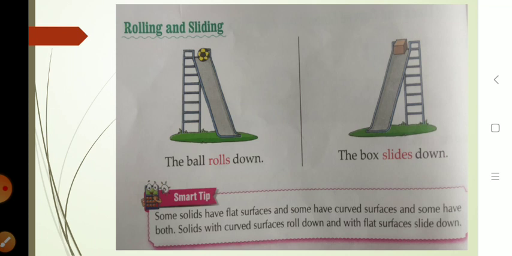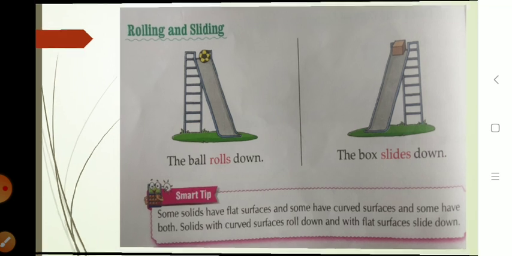You have to take your book or your writing board. You have to put it slanting like a slider, and you can put different solid objects on the top of that slider that you made at home, and then you can see whether it is rolling or sliding. Understand? Now we will see the exercise.